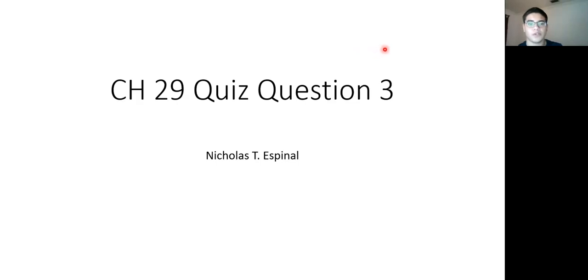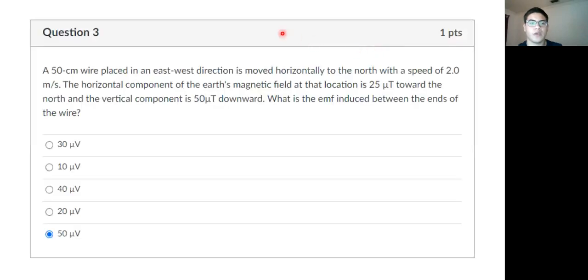This is the third question from my Chapter 29 quiz, and this is what it asks. A 50-centimeter wire placed in an east-west direction is moved horizontally to the north with a speed of 2 meters per second. The horizontal component of the Earth's magnetic field at that location is 25 microteslas toward the north, and the vertical component is 50 microteslas downward. What is the EMF induced between the ends of the wire?